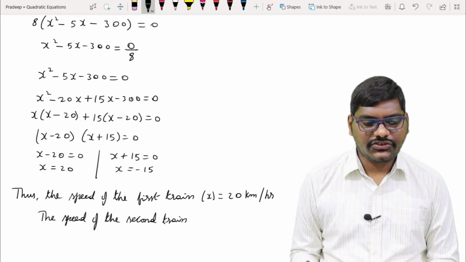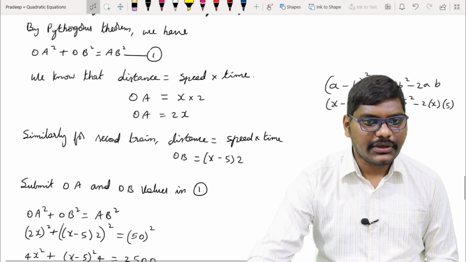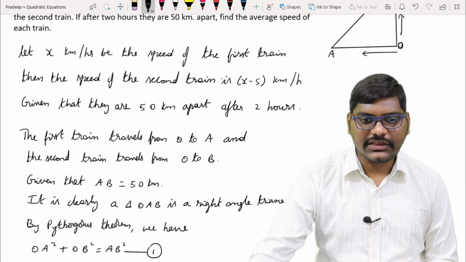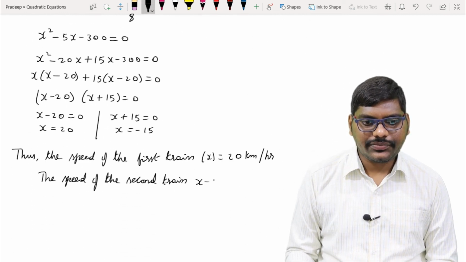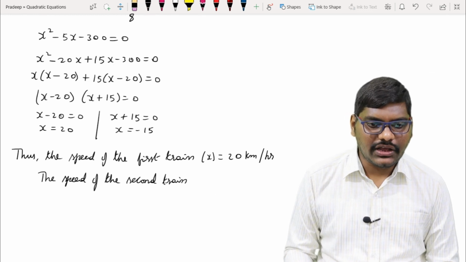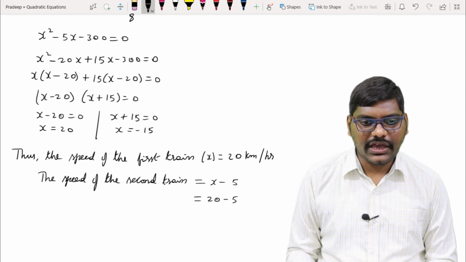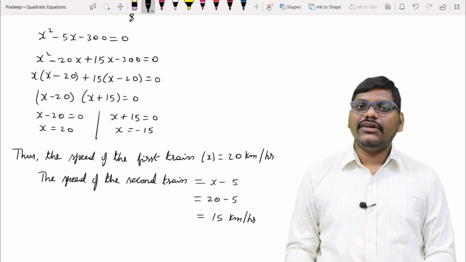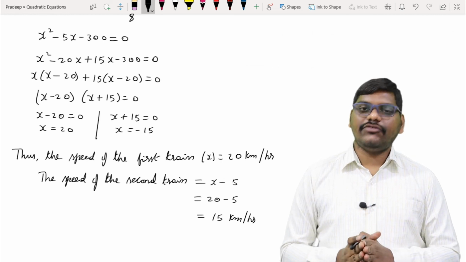For the second train speed, we'll look above: we have taken it as x minus 5. The same thing we'll write over here, that is x minus 5. Whereas the x value we got is 20, so here 20 minus 5 will give 15 kilometer per hour. Okay, so this is all about this question, where the speed of the first train we got as 20 kilometer per hour, and the second train speed is 15 kilometer per hour.